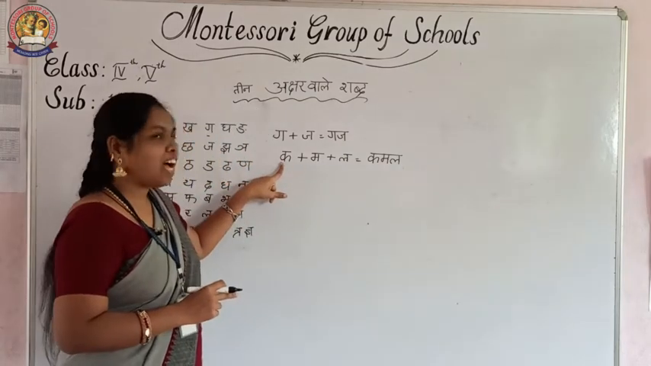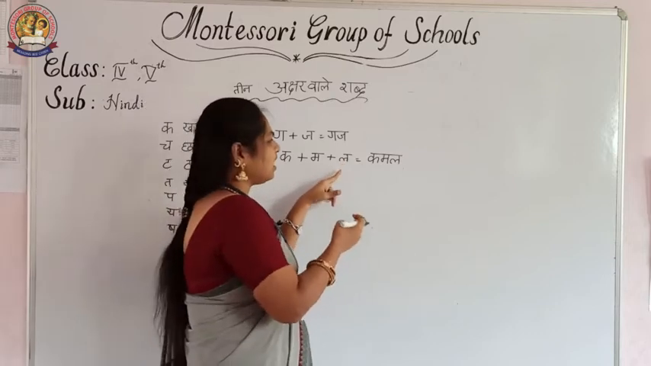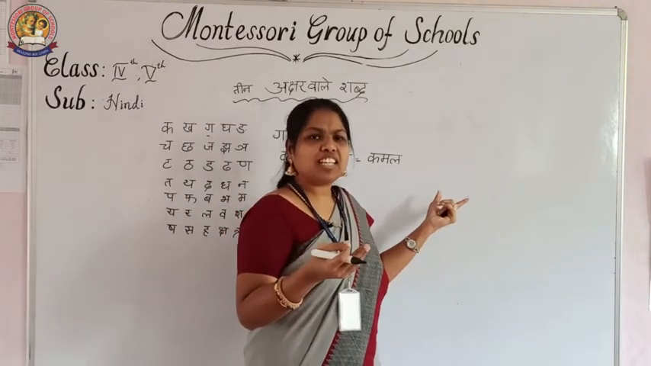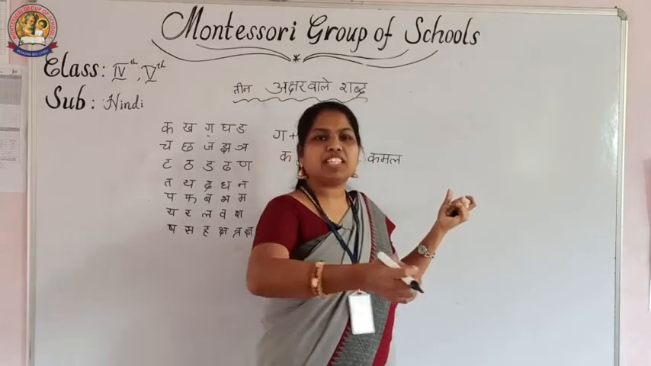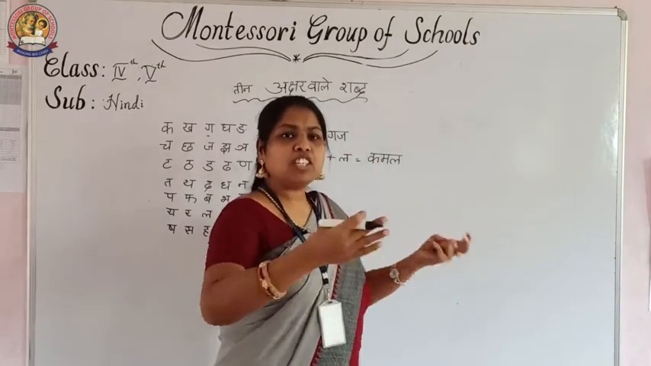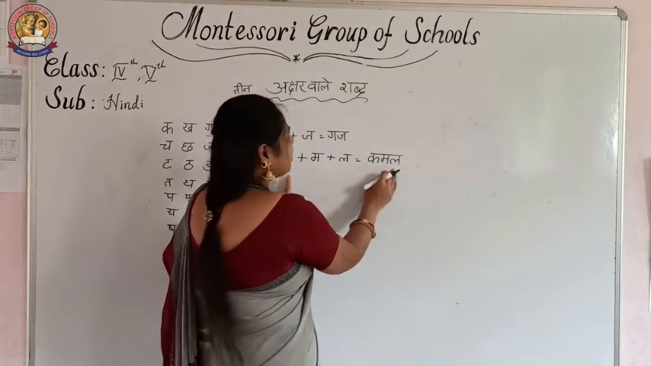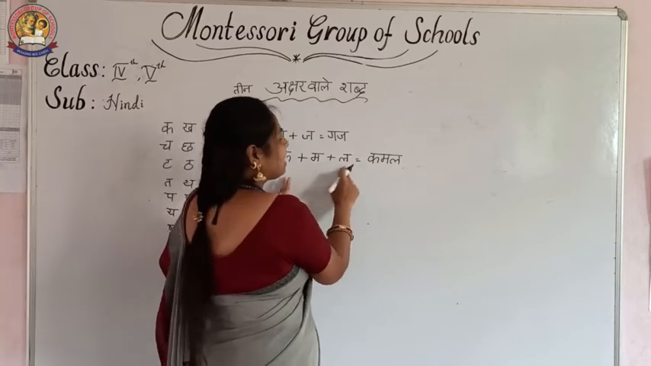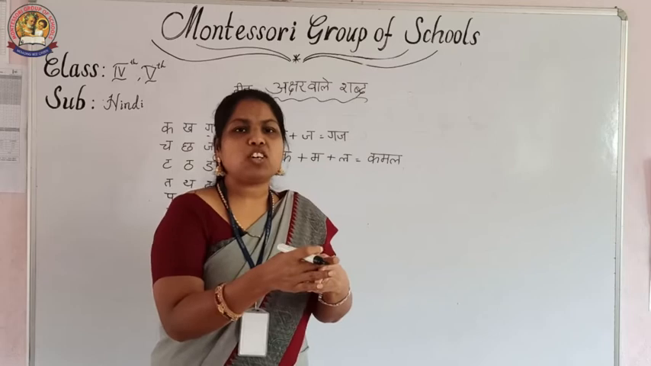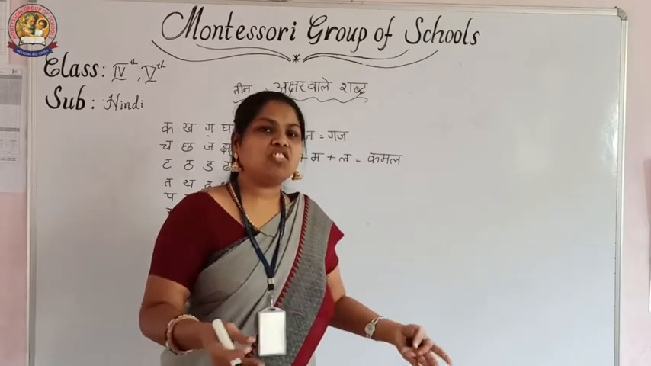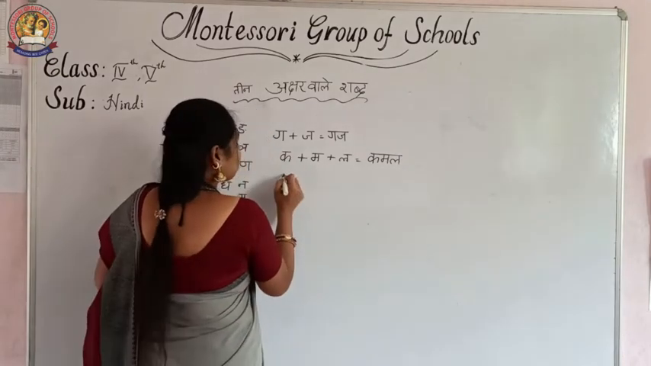What is that? Ka plus ma plus la. In maths, if the teacher gives 4 plus 5 plus 6, you must add. Plus means you have to add. Here also plus means we have to join. Ka plus ma plus la. Ka, ma, la. Kamal. Combine the sound of these 3, then it will become a word. Ka, ma, la. Kamal.